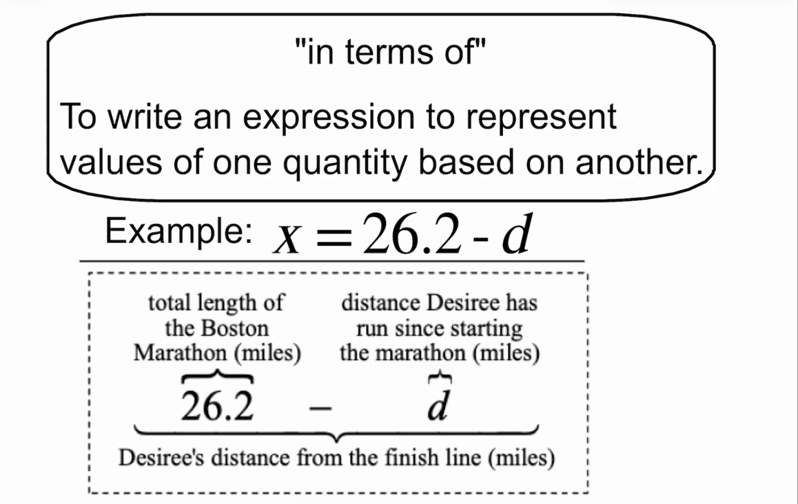So many times you're going to hear, write that in terms of X. That's the most common. Write that in terms of Y sometimes, but many times you're going to hear, write that expression in terms of X. Okay, so that's what that in terms of means. We want that expression to contain that variable.